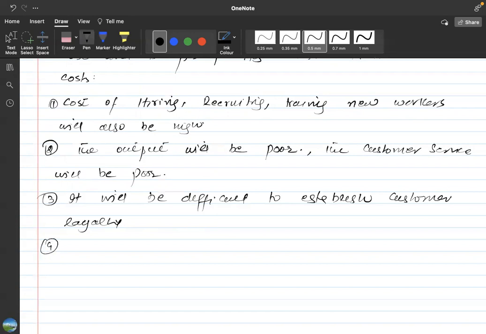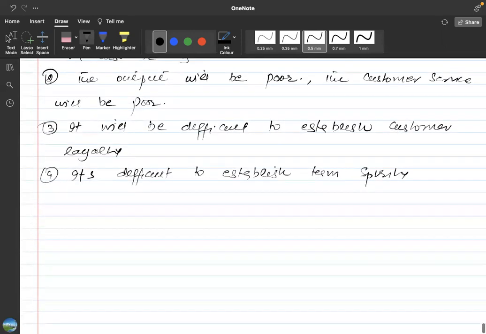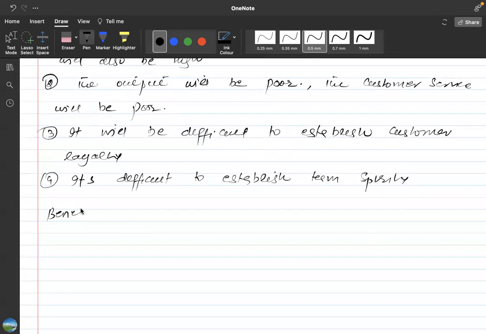But with the high labor turnover, it's difficult to establish team spirit. Yeah. And at the same time, we have some potential benefits of high labor turnover. It's not that we have only disadvantages of the high labor turnover. We have some advantages too.